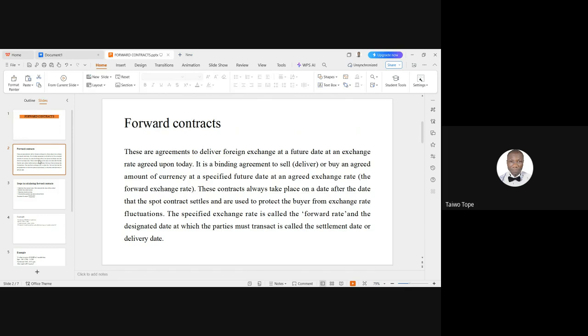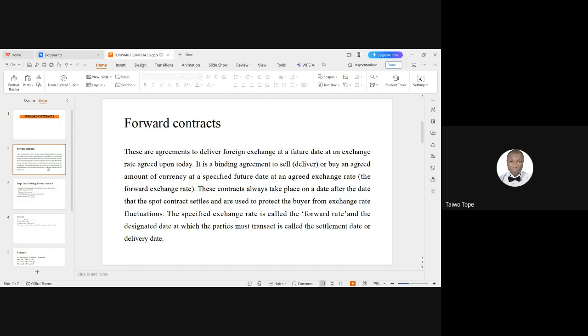This contract always takes place on a date after the date that the spot contract settles and is used to protect the buyer from exchange rate fluctuations. The specified exchange rate is called the forward rate, and the designated date at which the parties must transact is called the settlement date or delivery date.